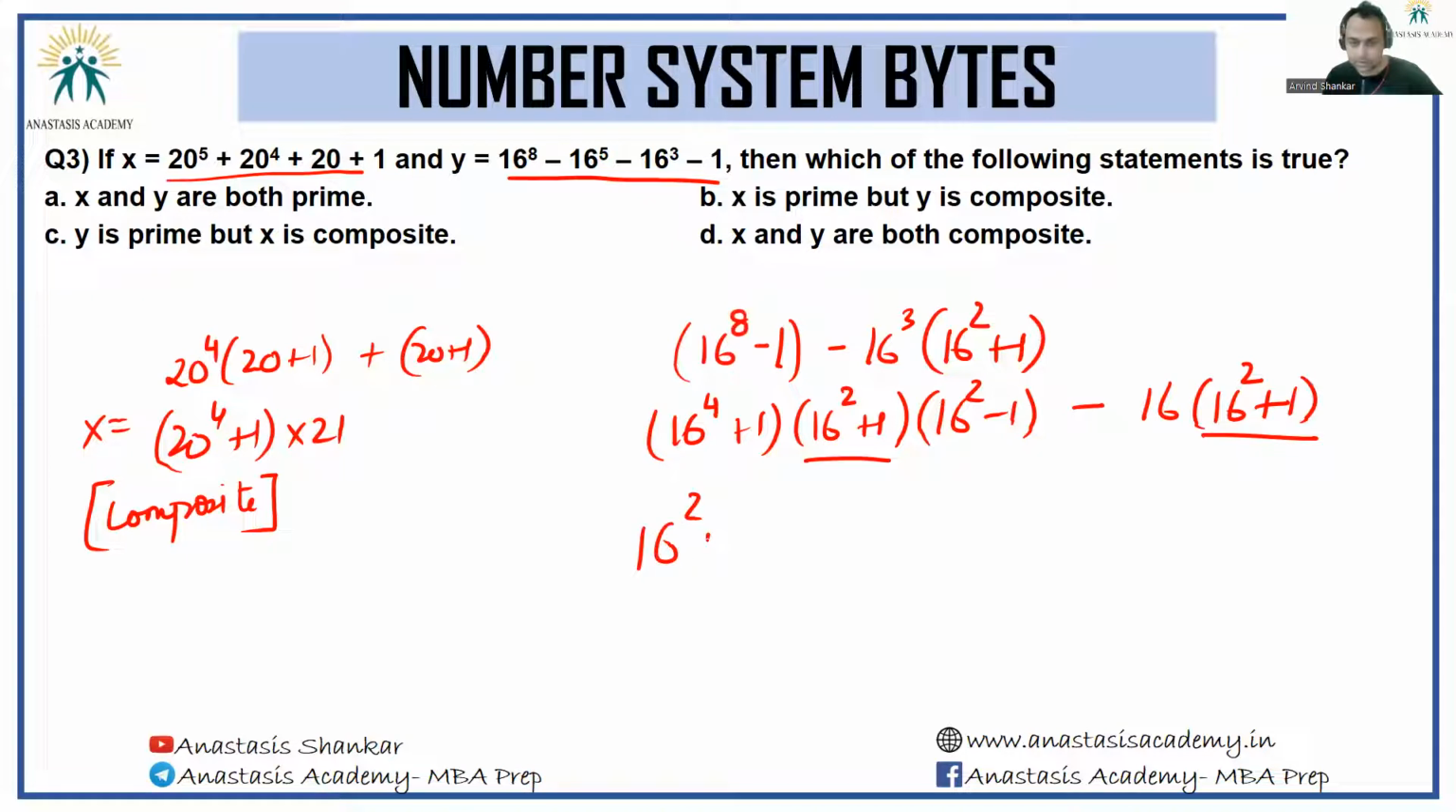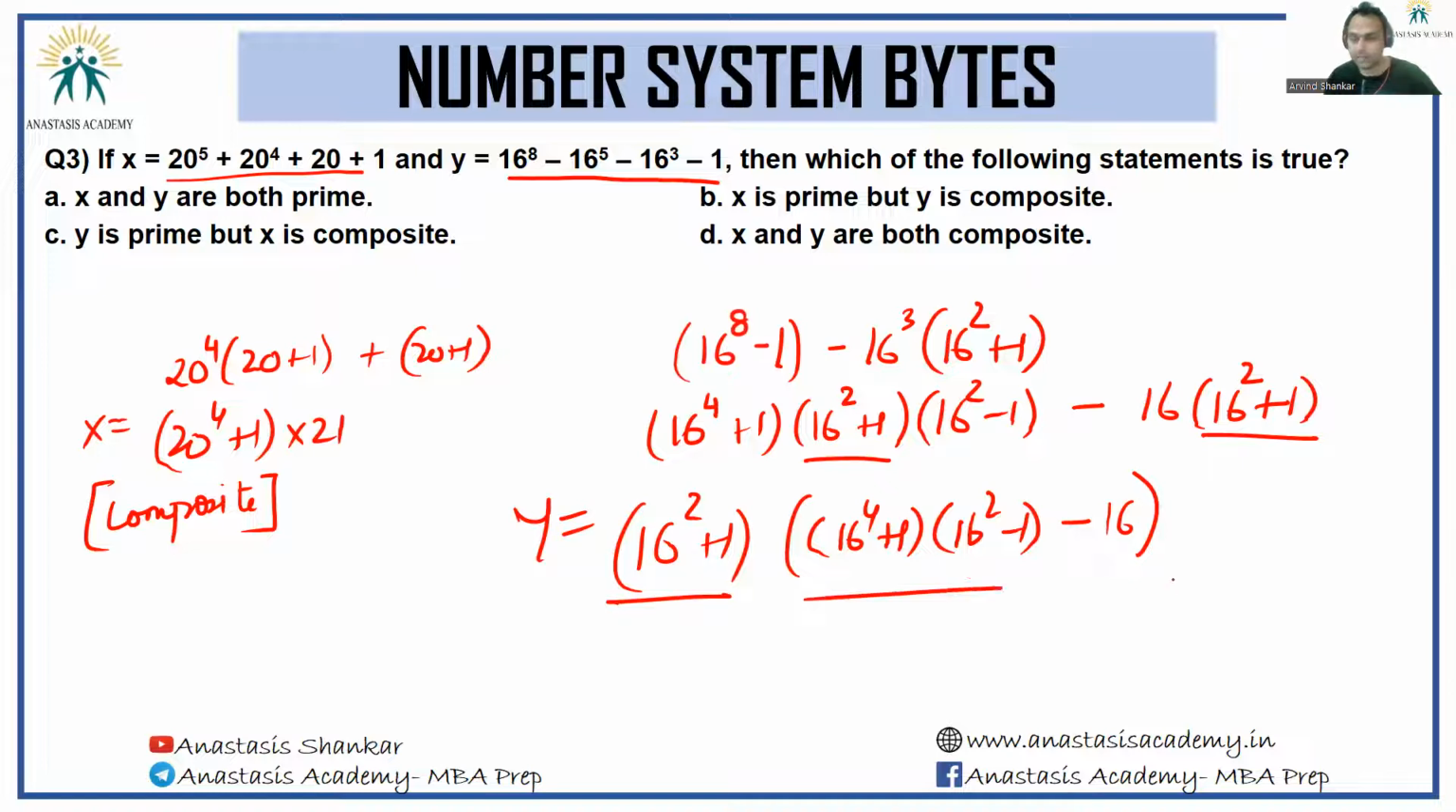I'll get 16 square plus 1 into 16 raised to the power 4 plus 1, 16 square minus 1 minus 16. This is why I have identified two factors which are non-ones. So this is also a composite number. The guiding light was good enough for us to mark these straight away under 10 seconds and move on.